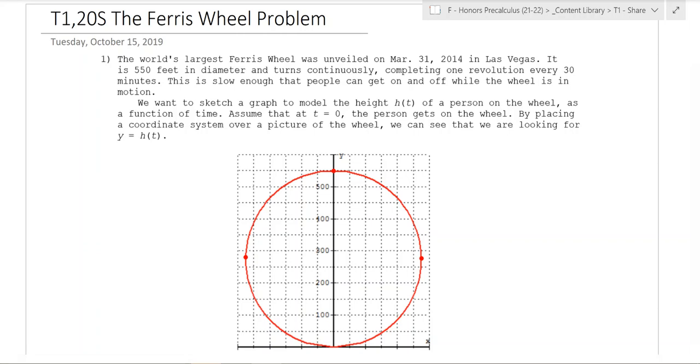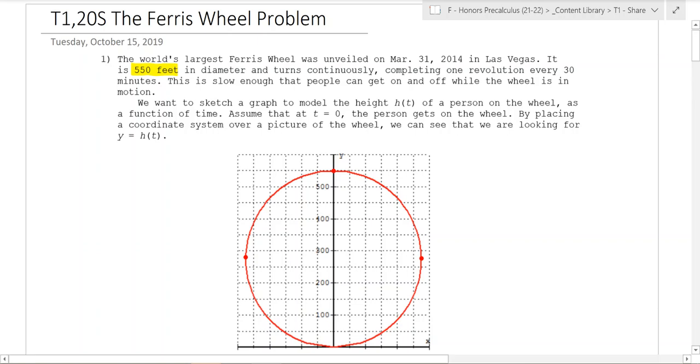We're going to talk about Ferris wheels today, those big round rides where you get in a basket and you go way high up. And in this case, we're talking about the largest Ferris wheel, which was unveiled in 2014 in Vegas. And it's 550 feet in diameter, so it goes all the way up here to 550 feet. It's pretty high. It goes really slowly so that people can go on and off without the wheel stopping.